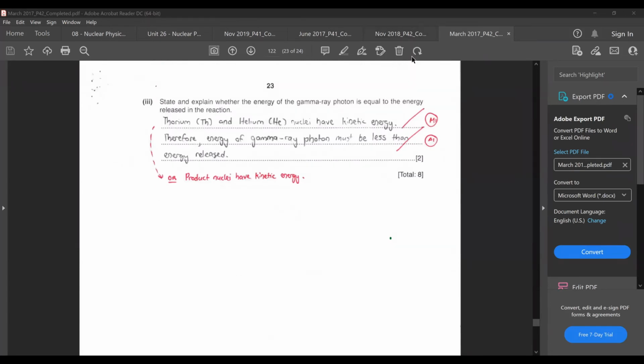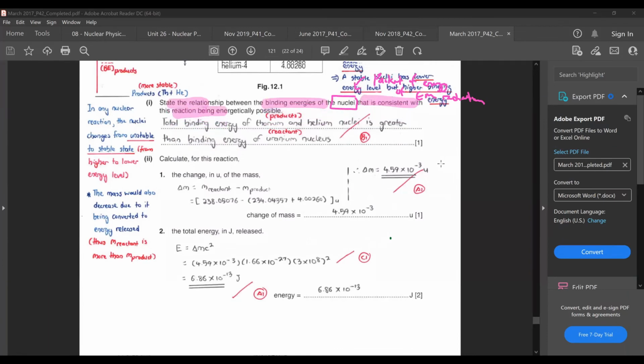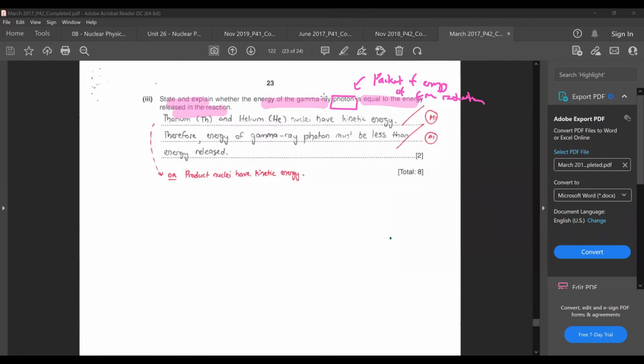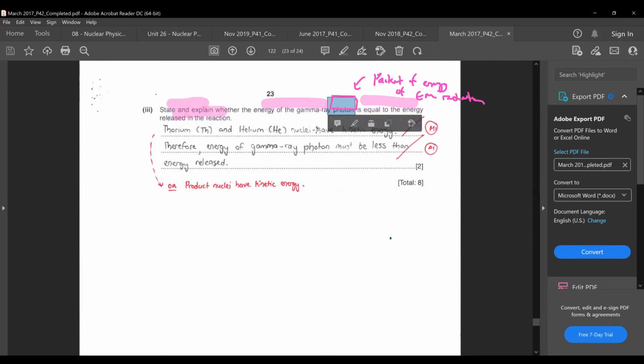Now, the last one is: state and explain whether the energy of the gamma ray photon is equal to the energy released in the reaction. Since you are doing duality in school right now, you probably already know what a photon is. A photon is a packet of energy of EM radiation. So the question is just asking you, is the energy released in this reaction solely equal to the energy of your photon?